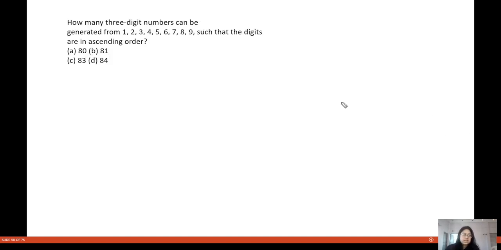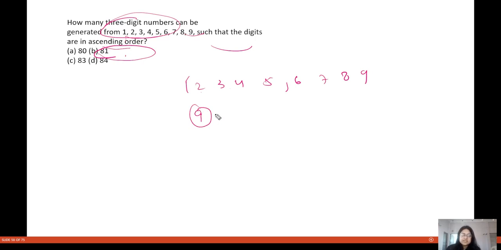Now look at this question. How many 3-digit numbers can be generated from 1, 2, 3, 4, 5, 6, 7, 8, 9, such that the digits are in ascending order? So how many digits are there? 9 digits are there, and you are saying that the digits should be in ascending order.